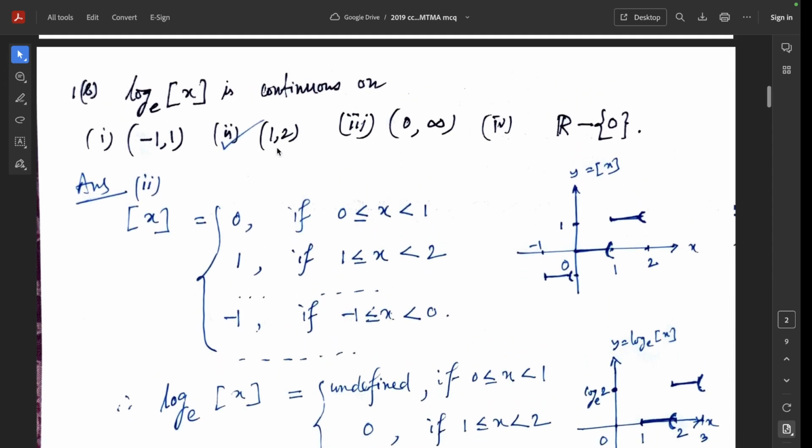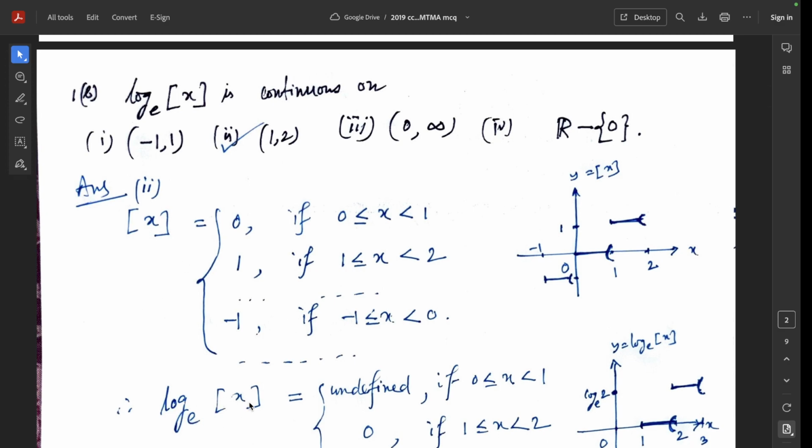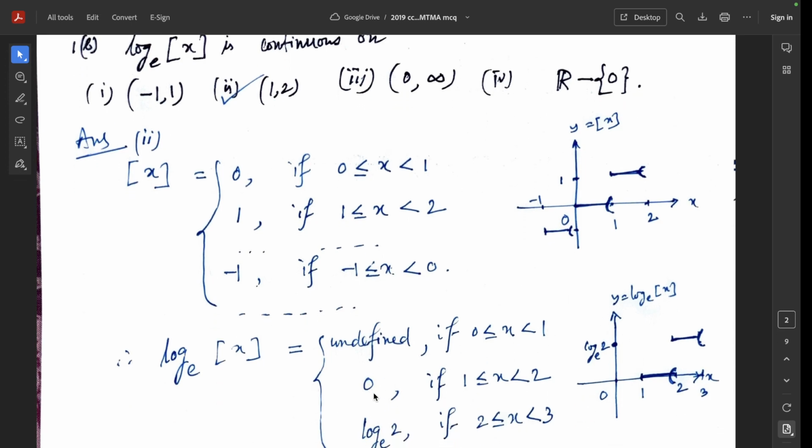So obviously log to the base e of floor x is undefined if 0 ≤ x < 1, because log 0 is undefined, so this is undefined for this limit. And log of floor x equals 0 when x is 1, that is 1 ≤ x < 2, since log 1 equals 0. So for 1 ≤ x < 2 the value is 0, and this is the graph within this interval.